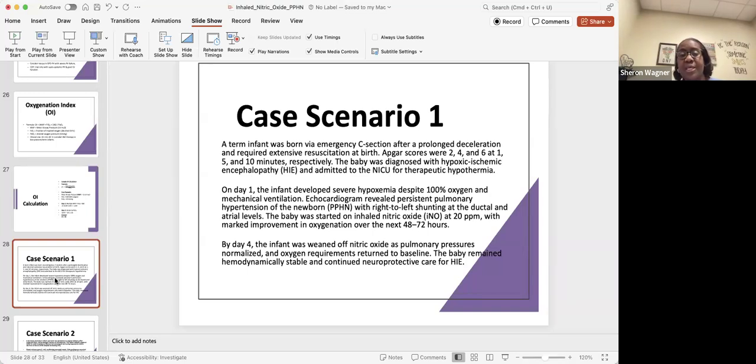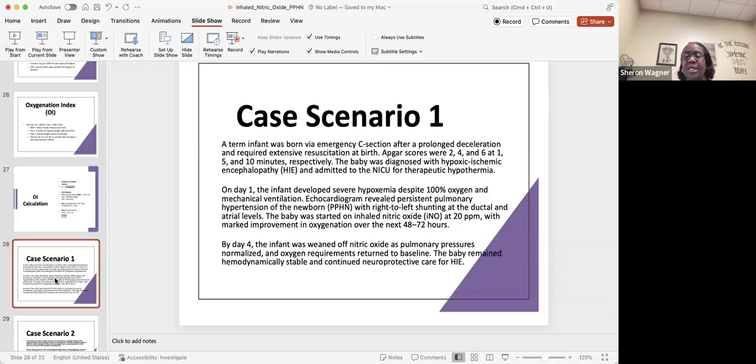So case scenario 1: we have a term infant that was born via emergency C-section after prolonged decelerations, and required extensive resuscitation at birth. APGAR scores are 2, 4, and 6 at 1, 5, and 10 minutes, respectively. Baby was diagnosed with HIE and admitted to NICU for therapeutic hypothermia. Day of life 1, baby developed severe hypoxemia despite 100% oxygen and mechanical ventilation, and an echocardiogram revealed pulmonary hypertension with right to left shunting at the ductal and atrial levels.